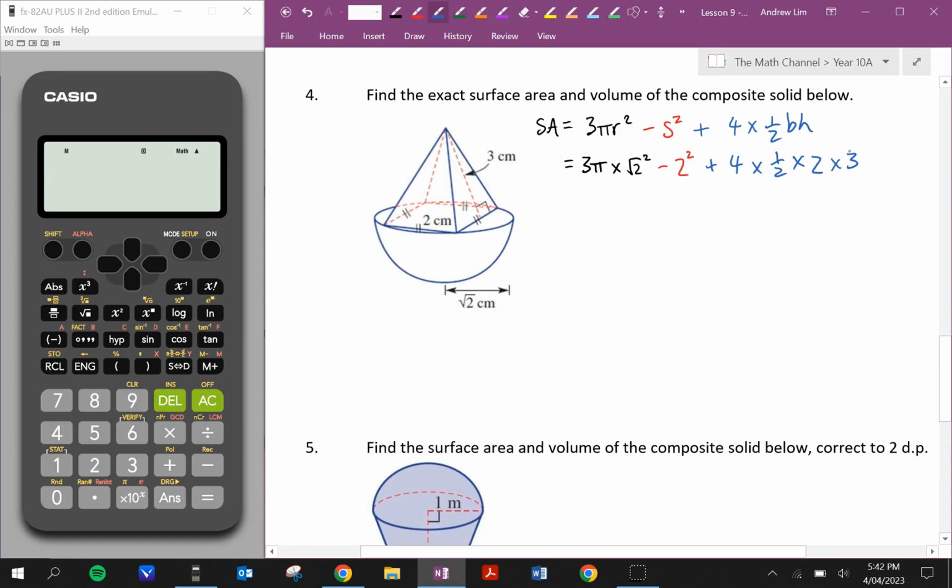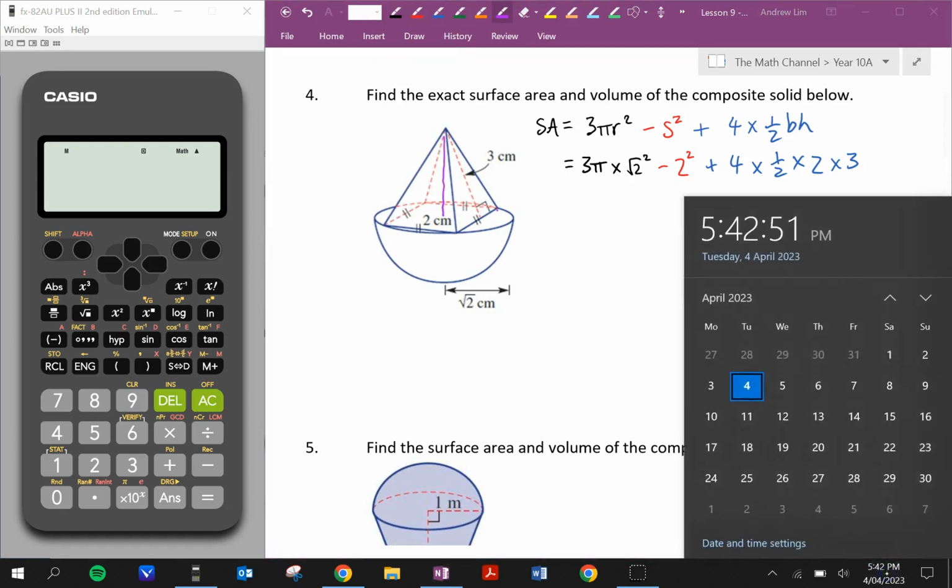So that's good that we don't need to work it out, because we're already given that the height of the triangle, that's the height, is 3. Alright, so here's our triangle. Okay, if we weren't given that, and we were given the perpendicular height of the solid instead, then we need to use Pythagoras' theorem.